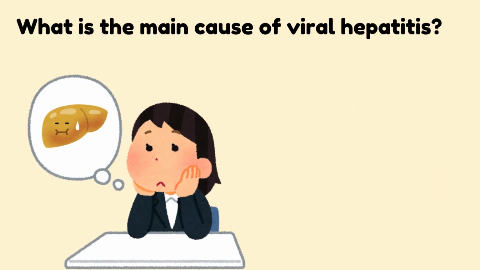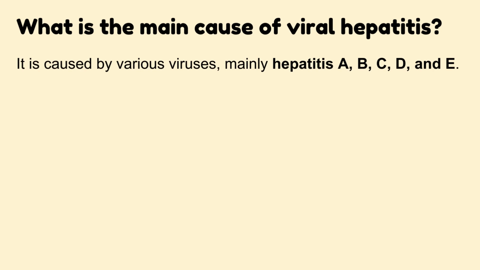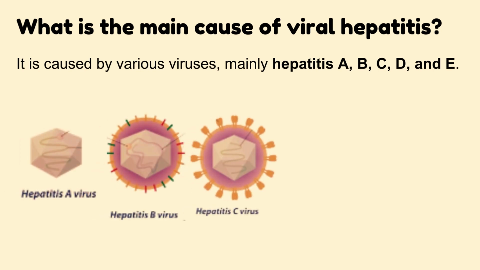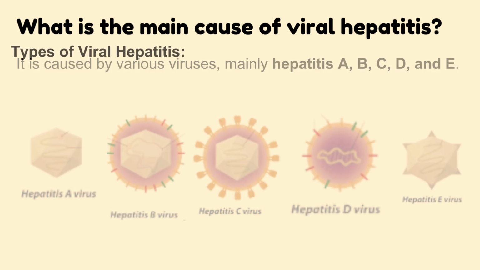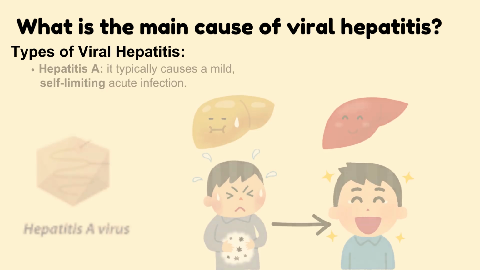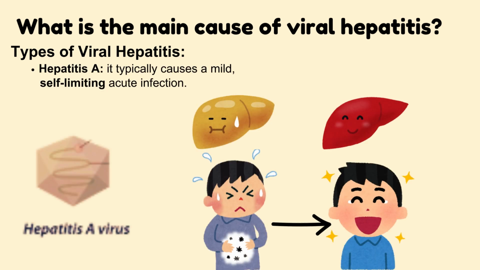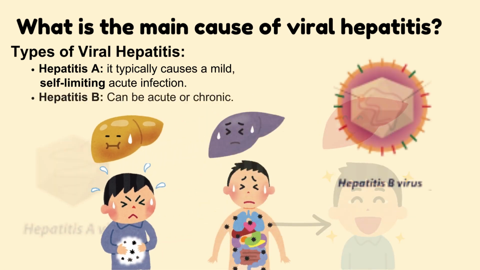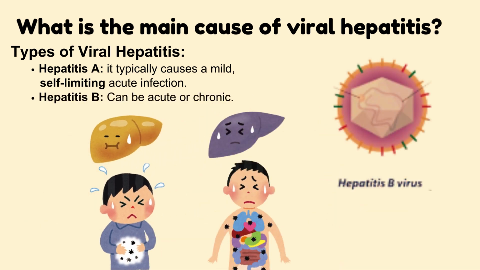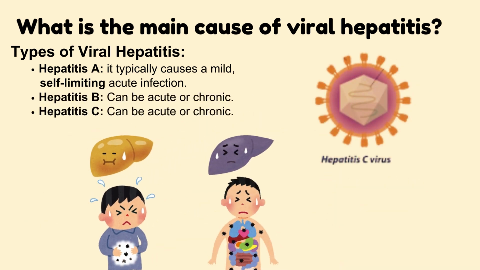What is the main cause of viral hepatitis? It is caused by various viruses, mainly hepatitis A, B, C, D, and E. Types of viral hepatitis. Hepatitis A typically causes a mild, self-limiting acute infection. Hepatitis B can be acute or chronic. Hepatitis C can be acute or chronic.